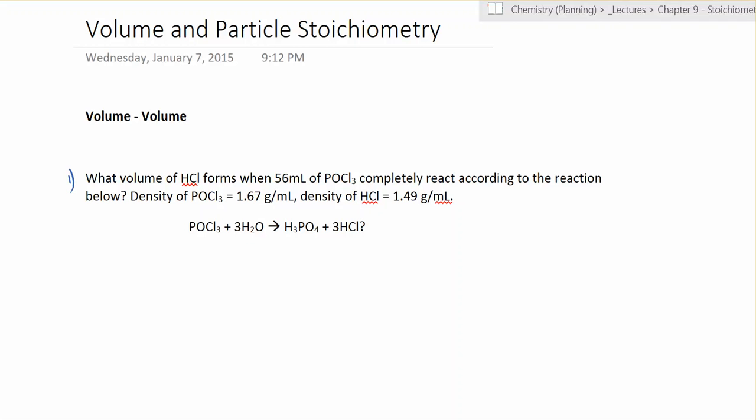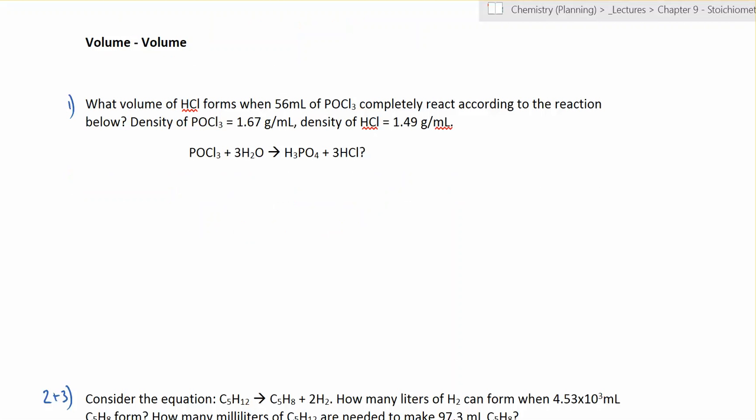Question 1 reads, what volume of HCl forms when 56 milliliters of POCl3 completely react according to the reaction below? And you're given a couple of densities. So just like before, I want to walk us through visually what we can do and then set up a few fractions to show the math. Let's start with what we're given.